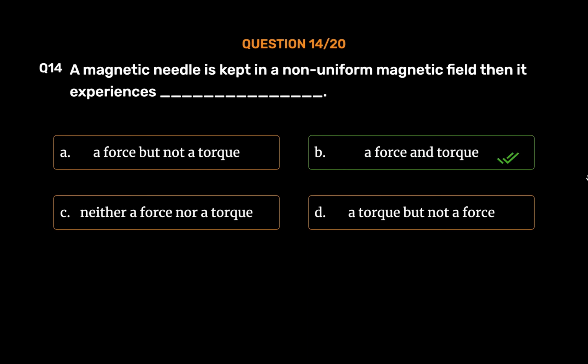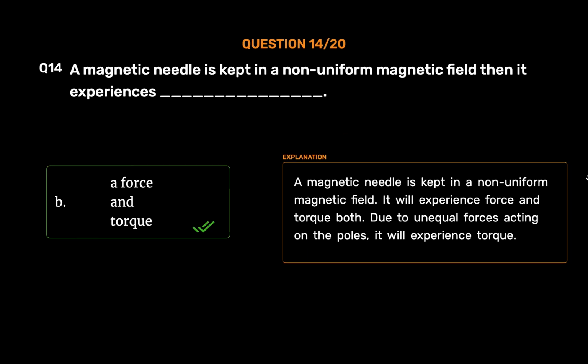A force and torque. A magnetic needle is kept in a non-uniform magnetic field. It will experience force and torque both. Due to unequal forces acting on the poles, it will experience torque.